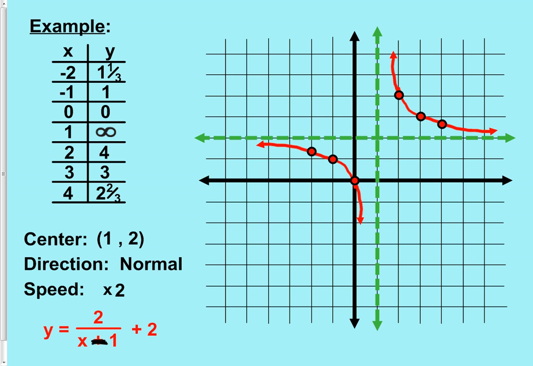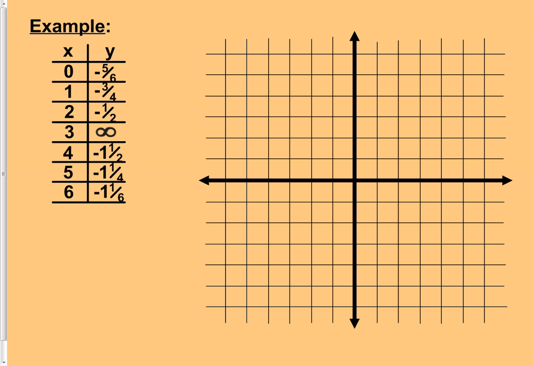Okay, let's look at one more. Not quite as much explanation this time. Okay, there's our points. We should be able to very quickly identify where the vertical asymptote is going to be. Okay, looks like it's going to be at x equals 3 because that denominator is apparently becoming 0 right there, causing that undefined location.